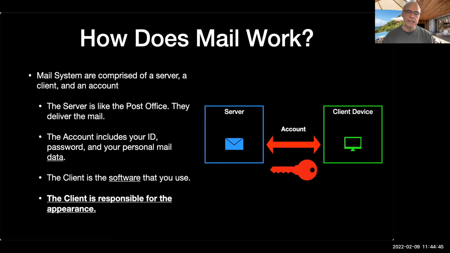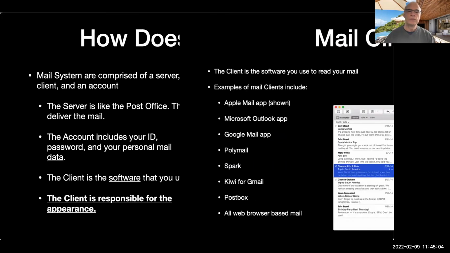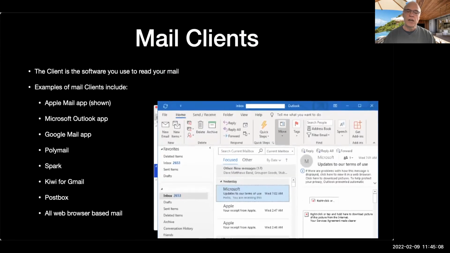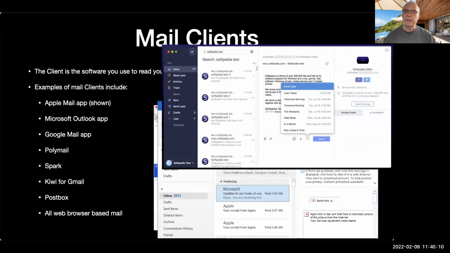The client is the software that you use. Your client talks to the server over the internet and displays the mail content on your machine. The client is what's responsible for the appearance of your mail. It controls which fonts are used, how text is shown, and how photos are shown, etc. So the client is just the software application that you use to read your mail.